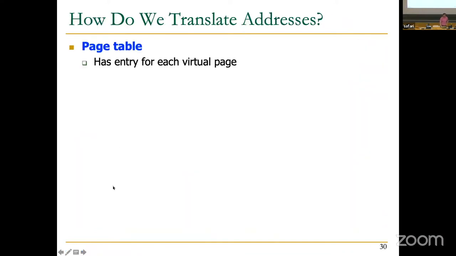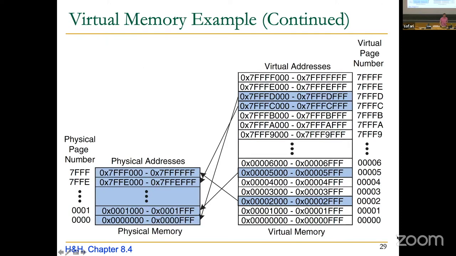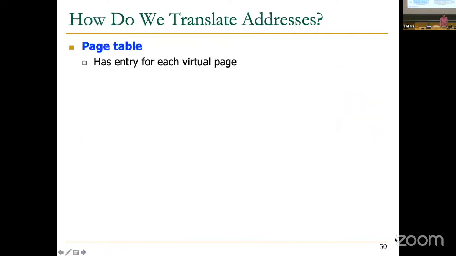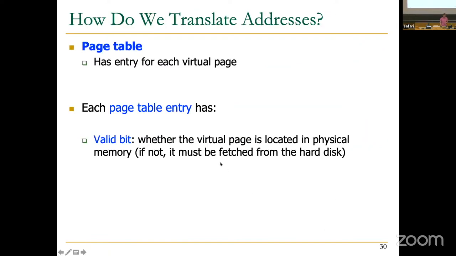Okay, so essentially, how do we translate addresses? The page table has an entry for each virtual page. So for every possible virtual page number, you need to have an entry. And each page table entry has a valid bit. This valid bit says if the virtual page is located in physical memory. Basically, if it's 1, the virtual page is actually located in physical memory. Otherwise, it's somewhere else.